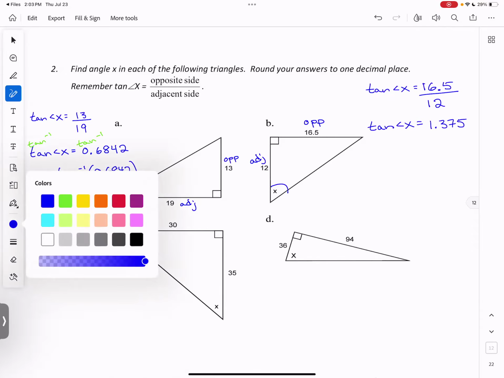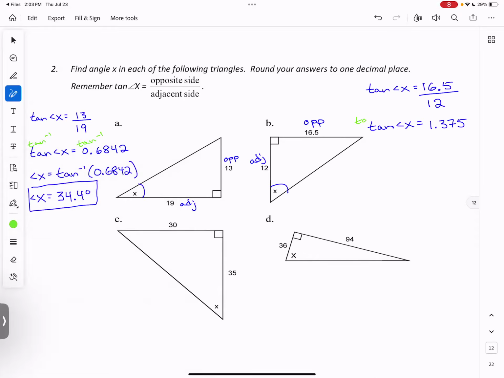So now if I want just angle x, I'm going to take the tan inverse. And so I get angle x is tan inverse of that number. So I do tan inverse of the previous answer in my calculator, and rounded to 1 decimal place, I get 54.0. I get an answer of like 53.97 something. So 54.0 degrees.